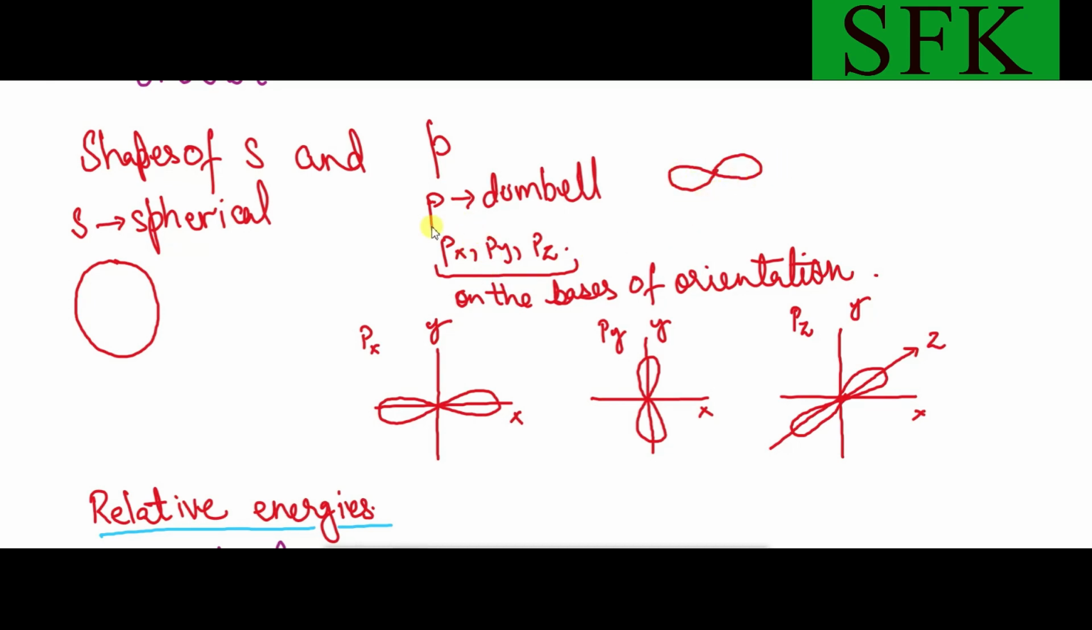The px orbital of the p subshell is dumbbell in shape, and it's called px because it's parallel to the x-axis. The py orbital is also dumbbell in shape, and it's py, so that means it's parallel to the y-axis. And the pz orbital of the p subshell is also dumbbell in shape, but it's pz, so this means that it's parallel to the z-axis.